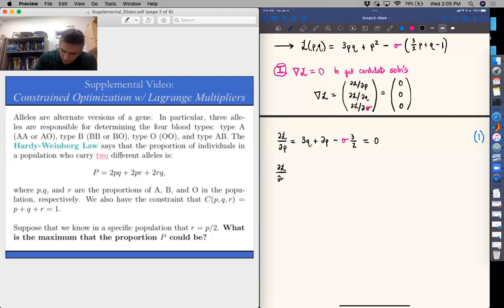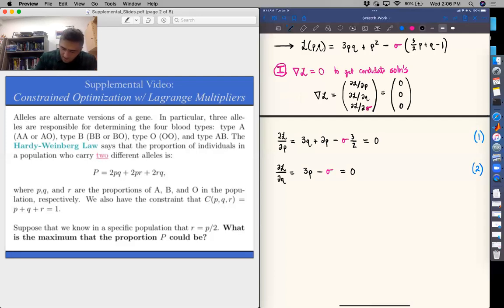Next, we take the partial derivative with respect to Q. Taking the partial derivative of the Lagrange function with respect to Q, we will just get 3P minus sigma. And again, we want to set that equal to 0 because that's what we do with each of those partials inside of our gradient. All right, I'm going to go ahead and call that equation 2.